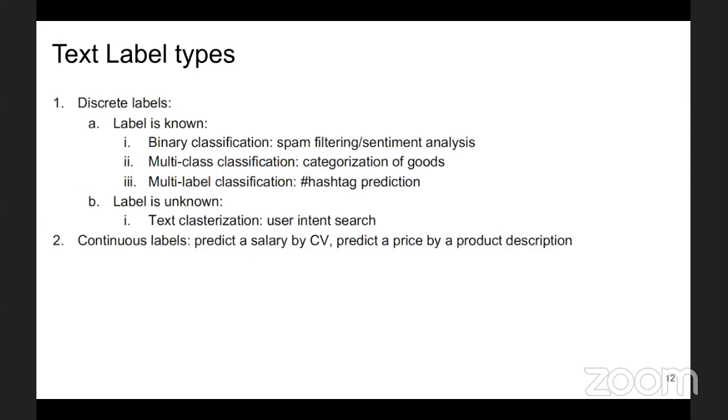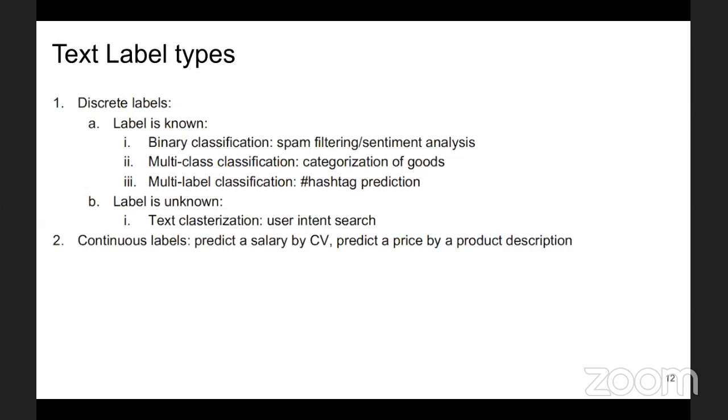Then multi-label classification, such as trying to predict hashtags. Don't get confused between multi-class and multi-label. In multi-class the classification is discrete, meaning the category in which, for example, goods fall, it can be men's goods, women's goods on, let's say, Amazon. So the categorization is discrete, but multi-label generally pertains to a similar domain, in this case hashtag prediction.